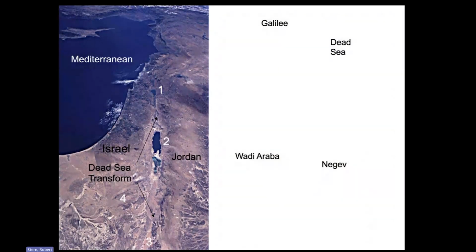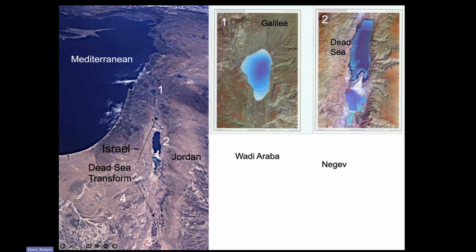So let's look at a little bit more geology. So here we've got the Sea of Galilee, which is a freshwater lake. The Jordan River comes in and goes out the same way. Number 2 is the Dead Sea, very famous. That's a terminal lake, very, very salty because the Jordan River ends there. So it's very salty.